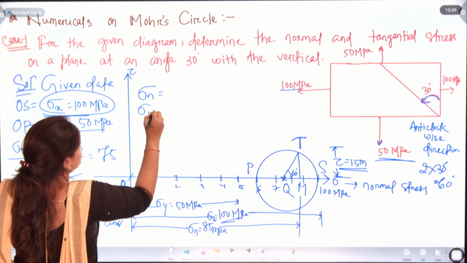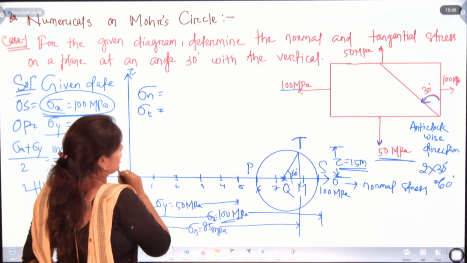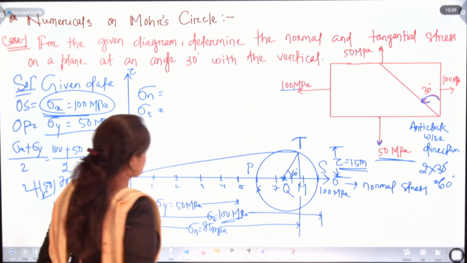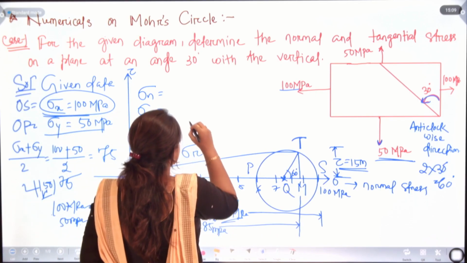and sigma t values. Another thing is what? We need to find out this to this, that is nothing but our sigma r, that is the resultant stress.